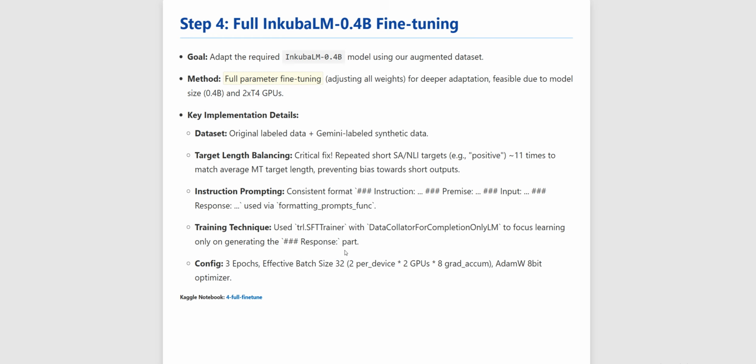For training, I used TRL SFT Trainer with completion-only loss to focus learning only on generating the response part. To avoid the out-of-memory error, I used AdamW 8-bit for the optimizer. This fine-tuning approach allowed the model to effectively learn from our expanded dataset and handle all 3 tasks across both languages. The notebook with all implementation details is linked below.